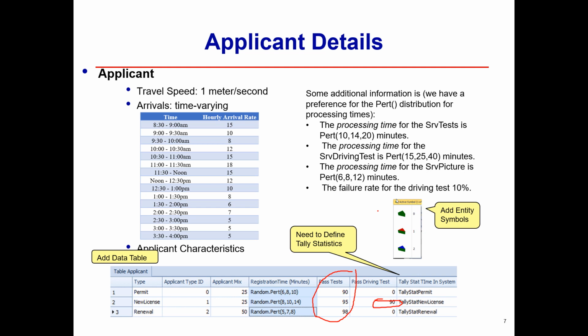Initially, I want to separate the 3 different applicants. For example, green represents the permit applicants, red represents the new license applicants, and blue represents the renewal applicants. So let's do that.